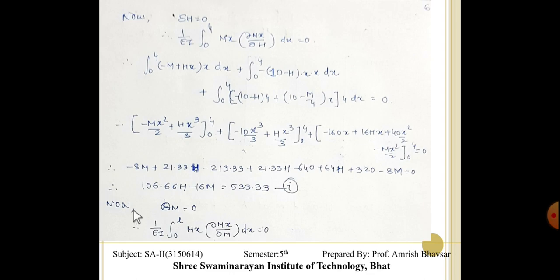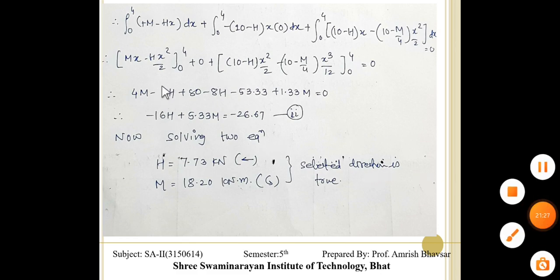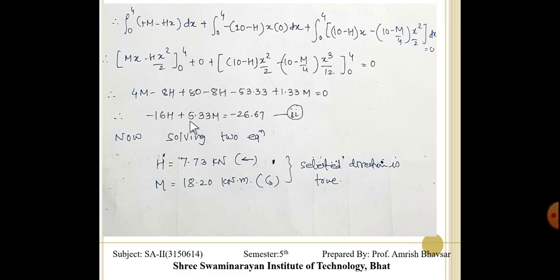Now we know that the rotation at A is 0. So what we will get, the multiplication of Mx into del Mx upon del M integrated with respect to L, 0 to L, that is 0. Now put all the values: integration 0 to L of minus M plus Hx into dx, integration 0 to L of minus 10 x into 0, plus integration 0 to 4 of 10 minus H into x, right? This is equal to 0. It is just the multiplication of our Mx with del Mx upon del M. So after integrating that, we get this one equation, that is minus 16H plus 5.33M is equal to minus 26.67. Now solving these two, we will get H and M.